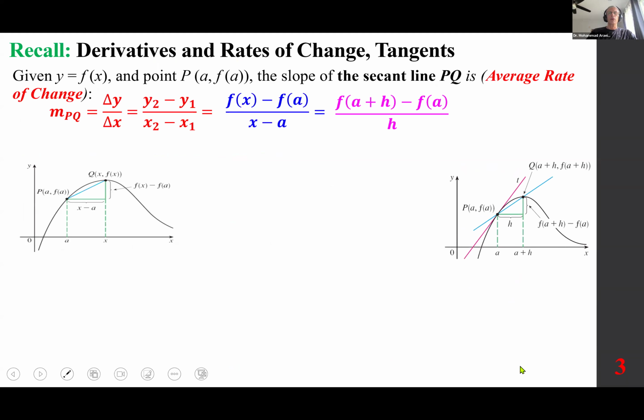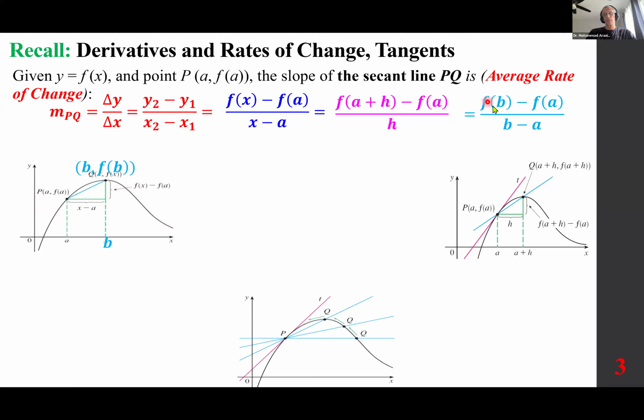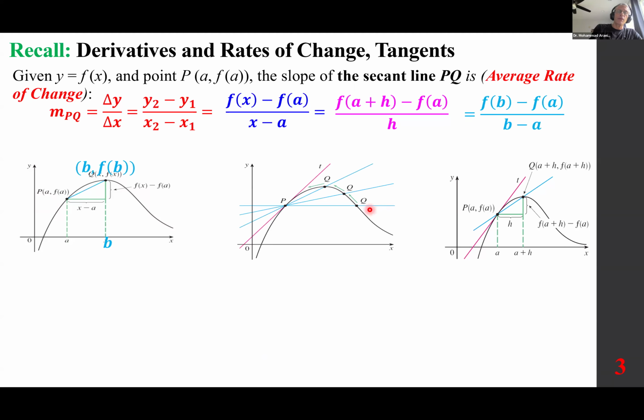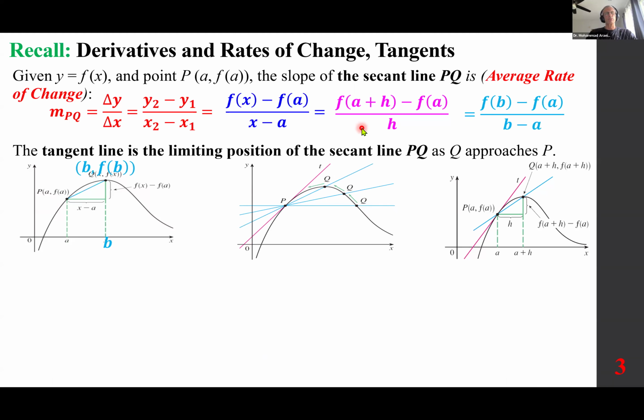Now again, I want you to look at all these expressions, including this pair, reminding you of rise over run. You're given two points, and you're calculating this slope, delta y over delta x, in various formats. In this graph, as Q approaches P, it gives rise to the red line known as the tangent line. The tangent line is the limiting position of a secant line PQ as Q approaches P.